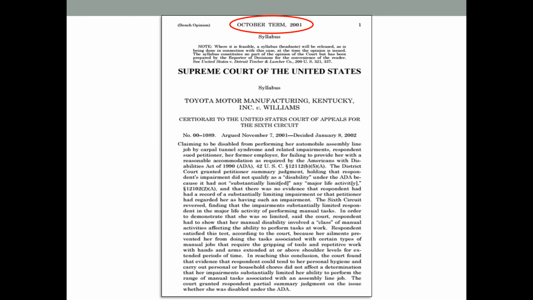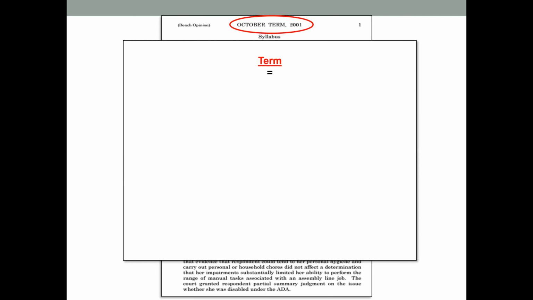Now, notice right next to it, it says October term 2001. Well, I want to take a moment here to explain what this means. The word term in this context refers to the legally prescribed period in which a court may be in session. By law, there has to be a period of the year in which courts may be in session.